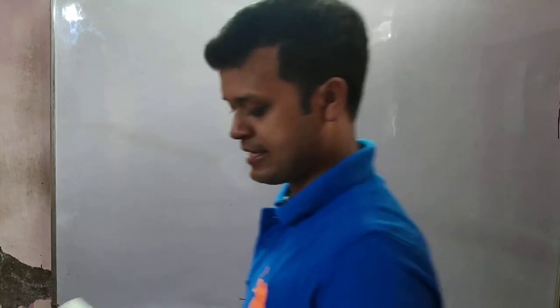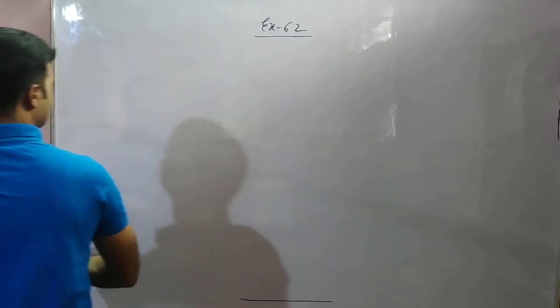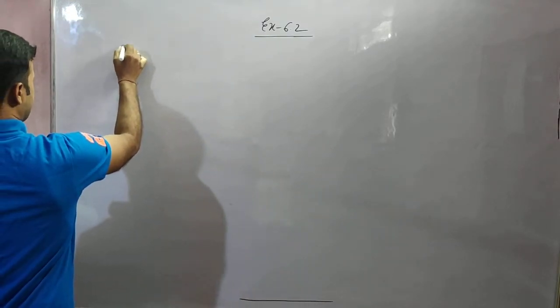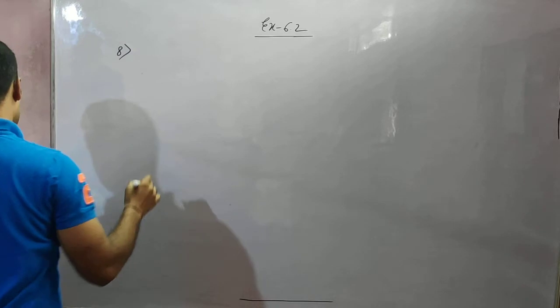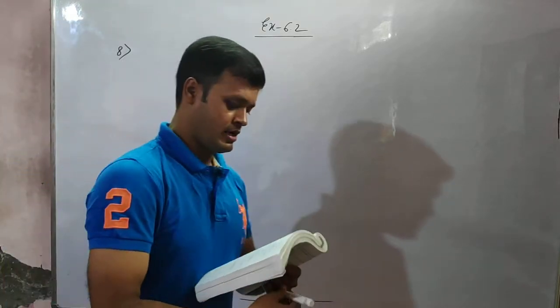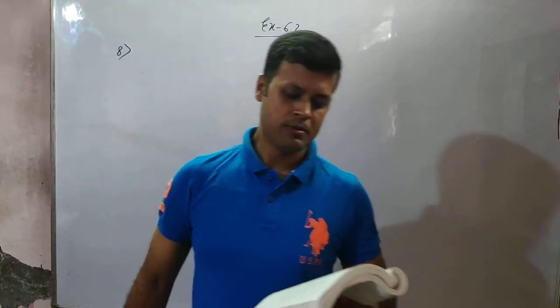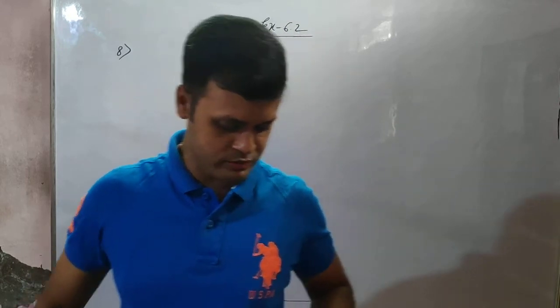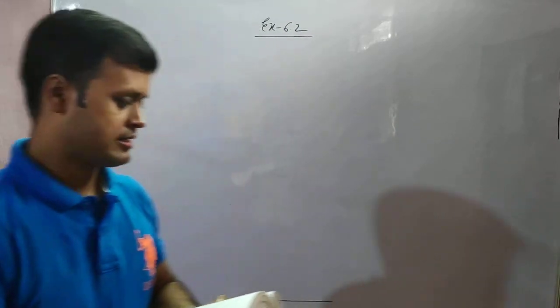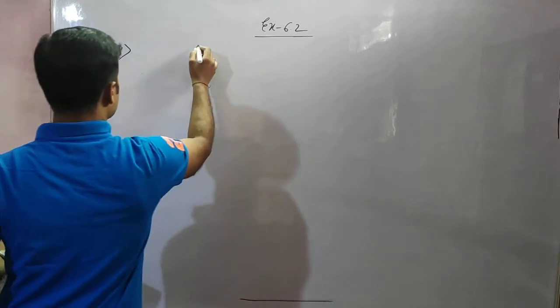So students, let us see number 8 also. Okay? So using theorem 6.2, prove that the line joining the midpoints of any two sides of a triangle is parallel to the third side.